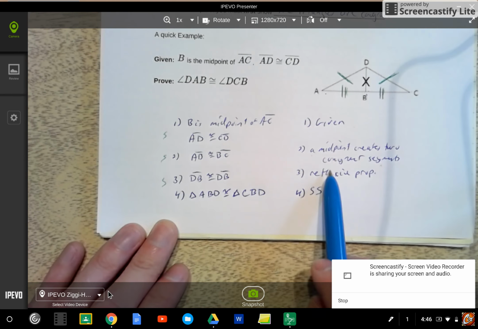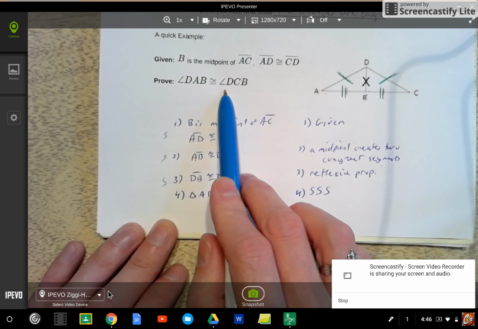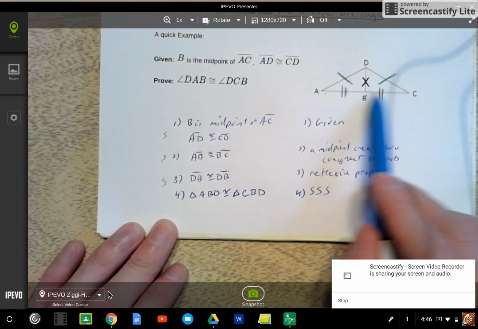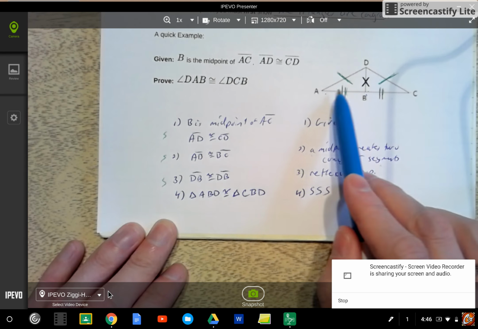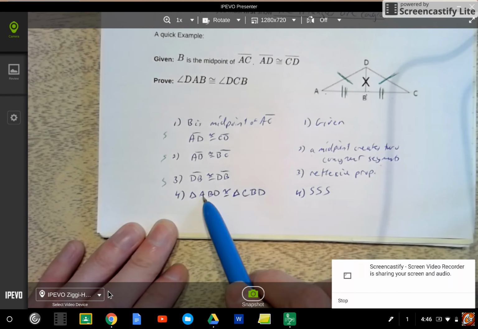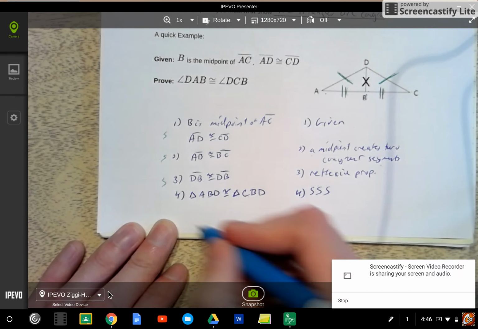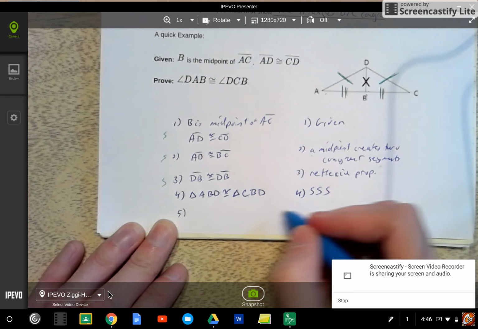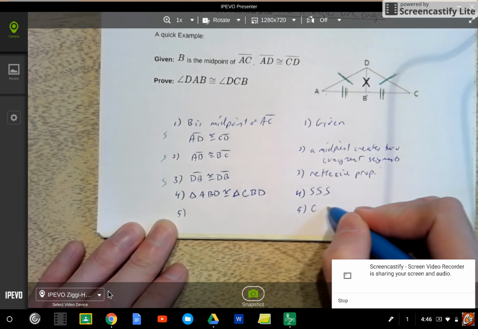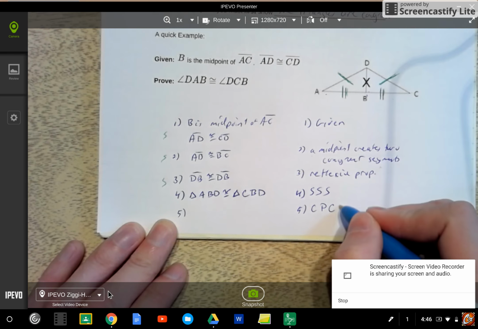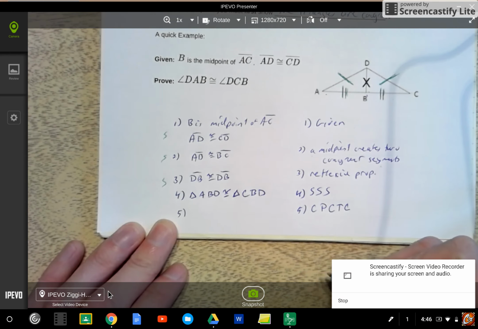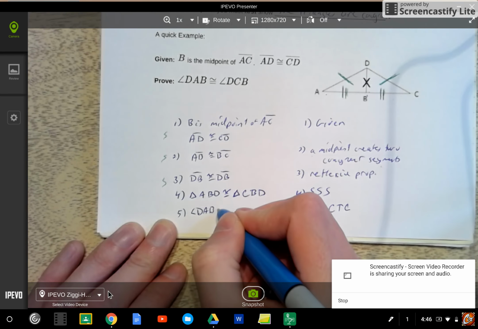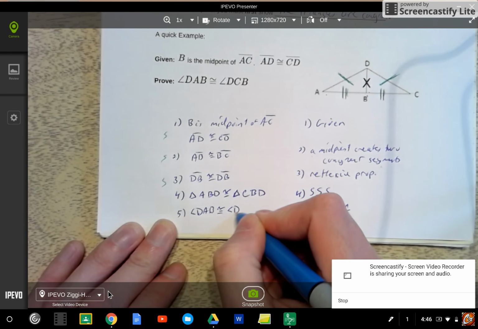Now this is not what we're trying to prove. We're trying to prove a couple angles are congruent. But these angles, DAB and DCB, are parts of the triangles. In fact, they're the matching parts. We just said A matches C. So now I can say, since the triangles are congruent, then the corresponding parts of the congruent triangles are congruent. And that gives me that angle DAB is congruent to angle DCB.